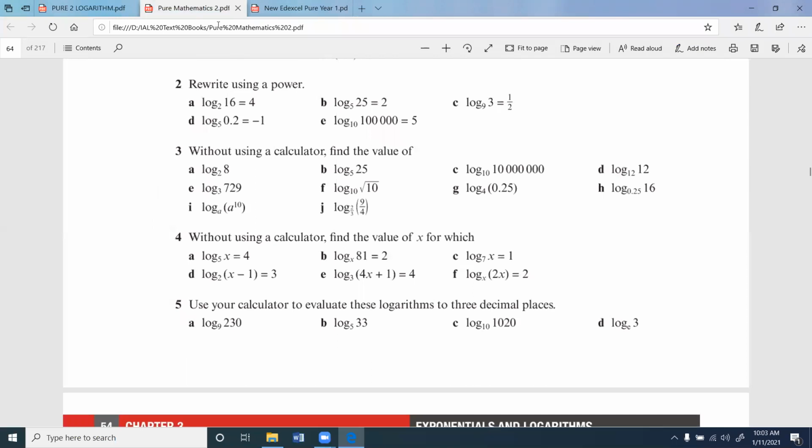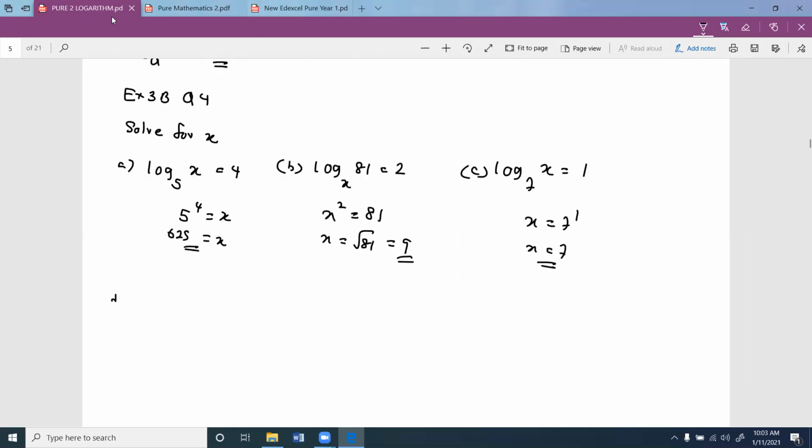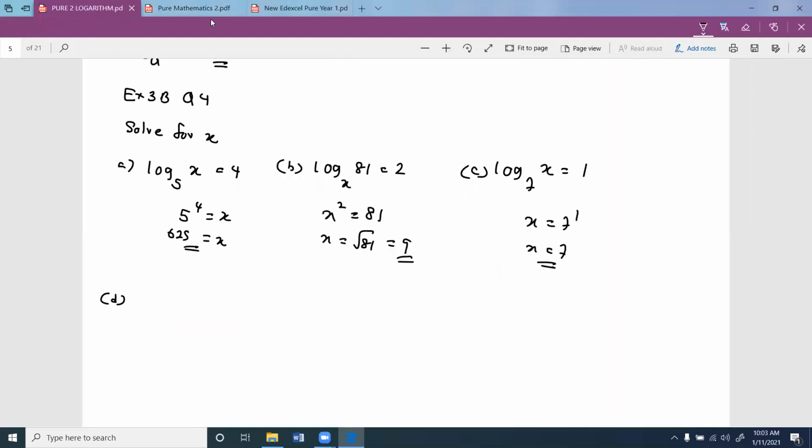C is log_7 x equals 1. Then you can say x is equal to 7 to the power 1, that is x equals 7. That's the answer for that. D is log_2 (x minus 1) equals 3. Therefore, you can say x minus 1 is equal to 2 to the power 3. That is x equals 8 plus 1, so x becomes 9.